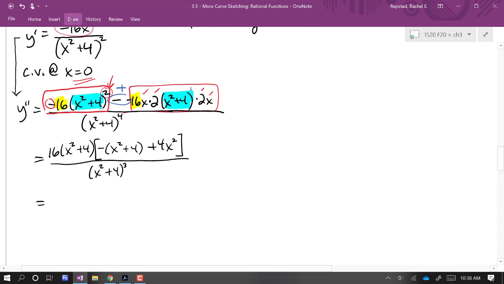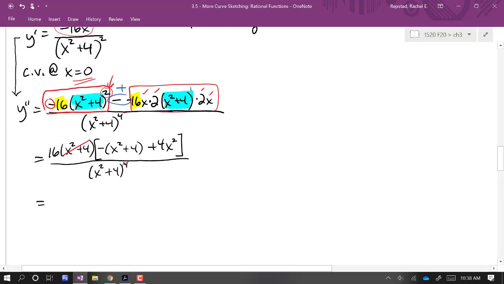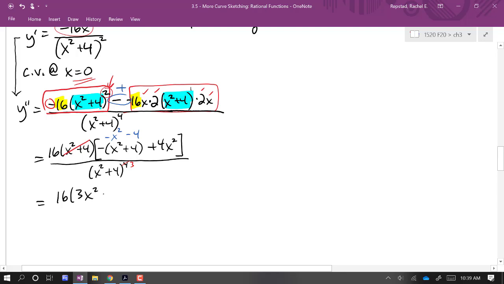We're going to do some simplifying here. For starters, we could cancel a common factor of x squared plus 4. Oh, I jumped the gun on that a little bit. That should be a 4th power, but we're going to cancel, so that'll end up being a 3rd power. And if we distribute this negative up here in the parentheses, we have a minus x squared minus 4. So combining like terms, we get a 3x squared minus 4. So this is our second derivative in factored form. Now, the x squared plus 4 on the bottom is still irreducible. It doesn't factor, but that's fine. We know it's always positive.